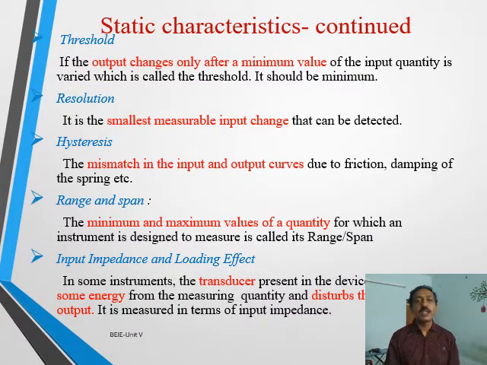Next is threshold. If the output changes only after a minimum value of the input quantity is varied, it is called threshold. In some instruments, if you are varying the input quantity from 0 to maximum, only after some input quantity is varied, there will be a change in the output. That is called threshold. It should be minimized.